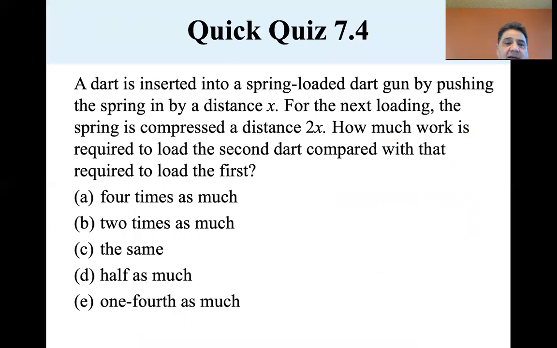Okay, let's take a quick quiz. A dart is inserted into a spring-loaded dart gun by pushing the spring in by a distance x. For the next loading, the spring is compressed by distance 2x. How much work is required to load the second dart compared with that required for the first dart? Well, you remember the 1/2 kx squared. If you double the x, it's (2x) quantity squared, so that ends up with 4x squared. So you end up with 4 times as much work required to load the second dart.